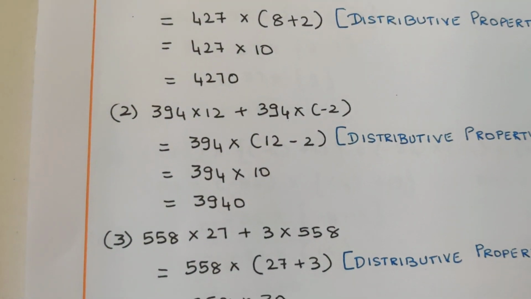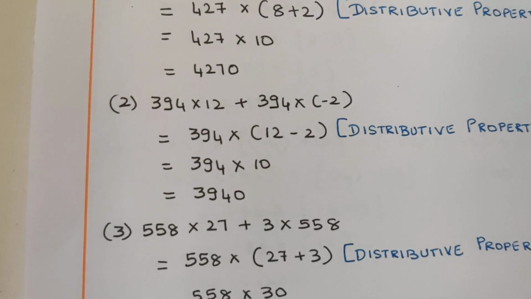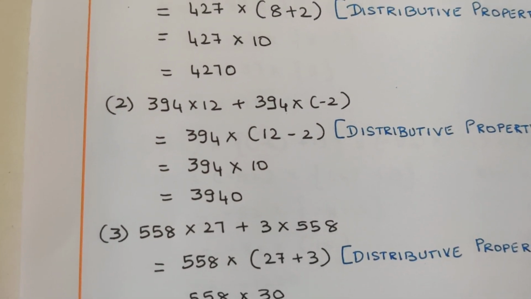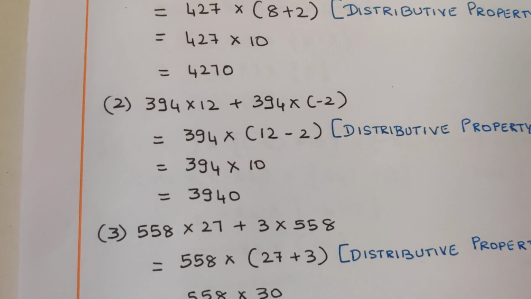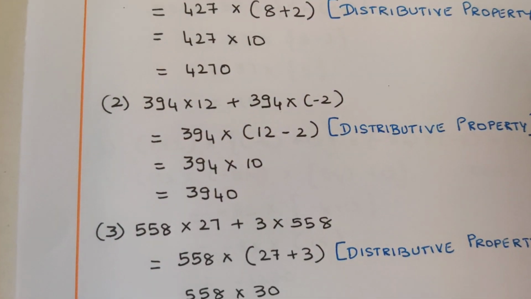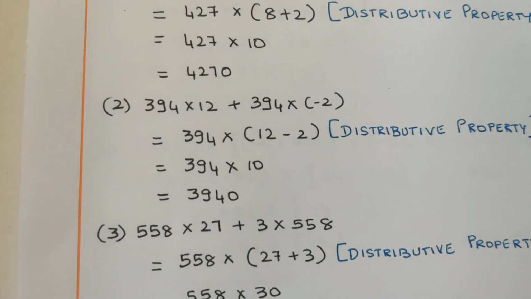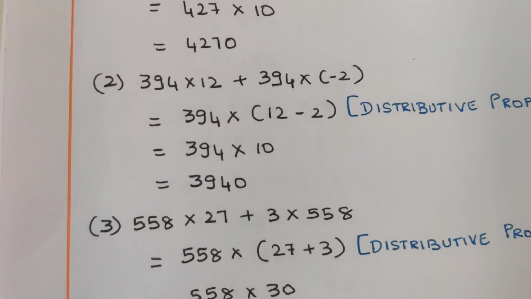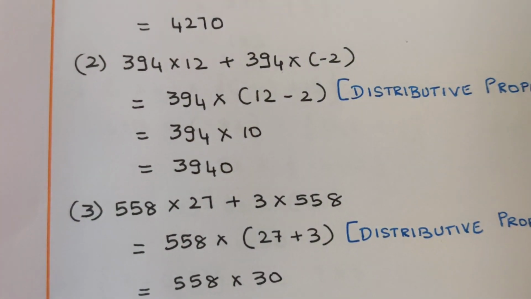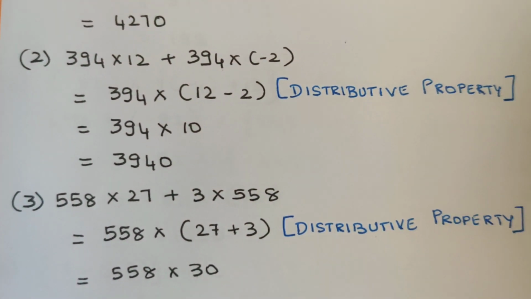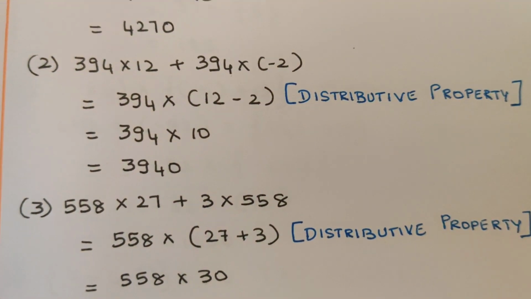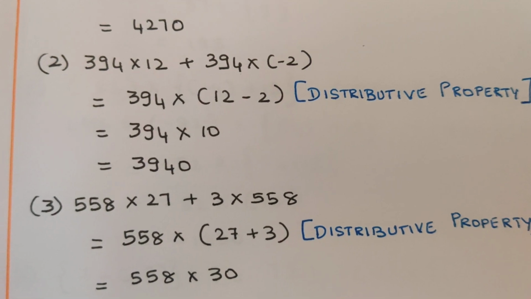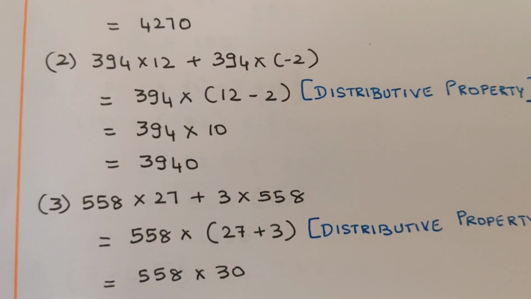Moving on to the next one, 394 into 12 plus 394 into minus 2. Kids, as soon as you see this particular problem, you should also understand that 394 is common. Yes, 394 is common. So removing the common numeral, we get the expression as 394 into 12 minus 2, following the distributive property. The expression becomes 394 into 10 and the answer is 3940.